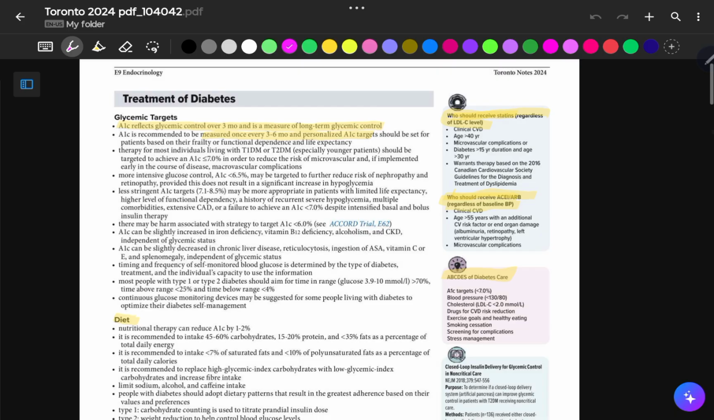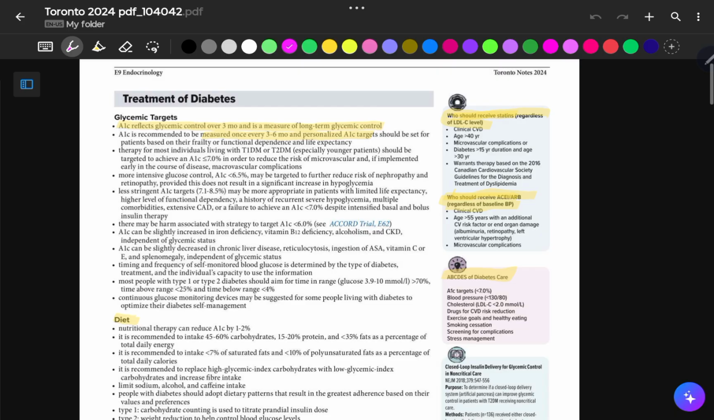So who should receive your ACE inhibitors or your ARBs regardless of the baseline BP? If they have clinical cardiovascular disease, age of 55 years with additional cardiovascular risk or end organ damage such as increased albumin, retinopathy, left ventricular hypertrophy, or microvascular complications, then they should get ACE inhibitors or ARBs regardless of their BP.